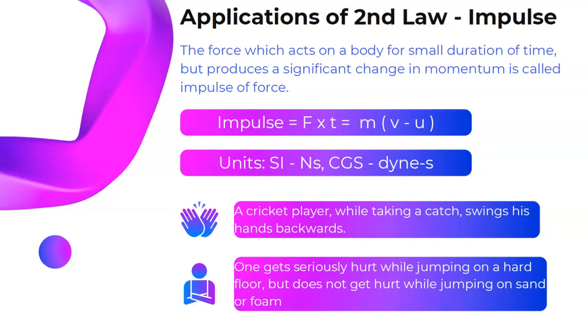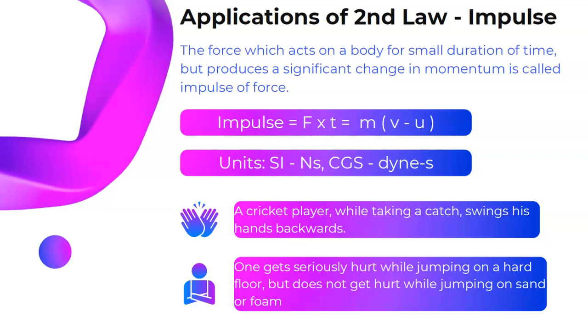One gets seriously hurt while jumping on a hard floor, but does not get hurt while jumping on sand or foam. This is a very common observation. If we are jumping on a hard floor, a cemented floor, we get hurt. Suddenly the bone is hurt. Our blood vessels might get injured, and then the doctor tells us to rub ice on that portion. That is because of impulse, a hard hitting jerk on our bone. Because when we are jumping on the hard floor, the time interval is very, very less, and hence the impact of the force is very large.